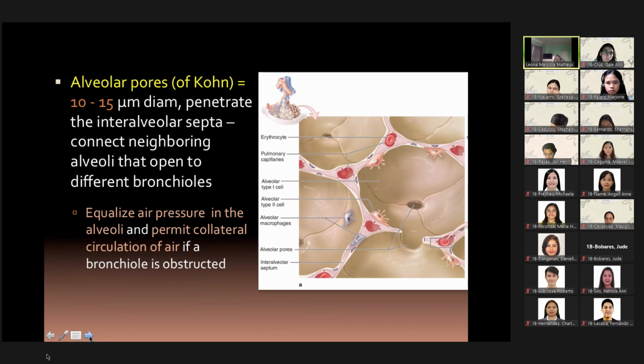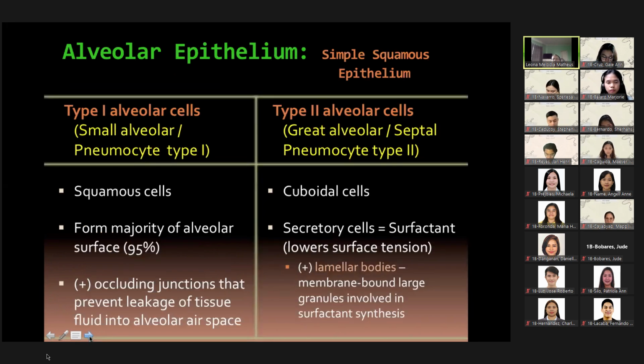Now let's look at your alveolar epithelium.